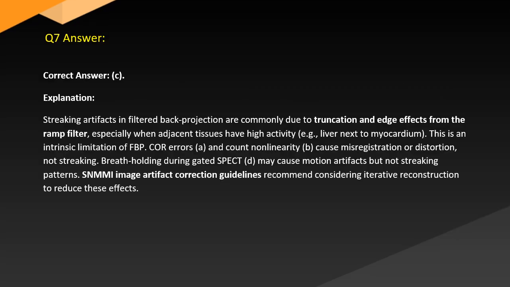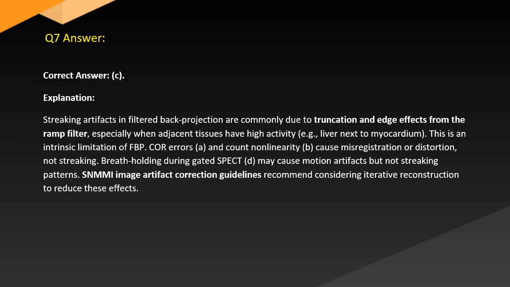Answer. Correct answer: C. Explanation. Streaking artifacts in filtered back projection are commonly due to truncation and edge effects from the ramp filter, especially when adjacent tissues have high activity, e.g. liver next to myocardium. This is an intrinsic limitation of FBP.